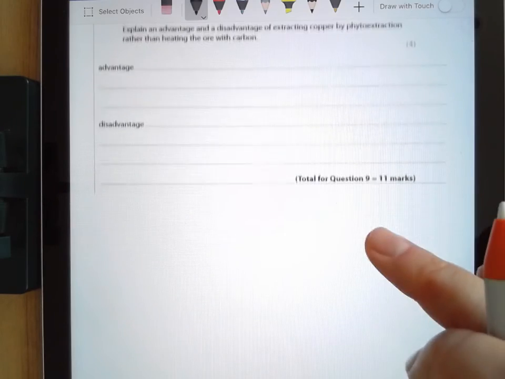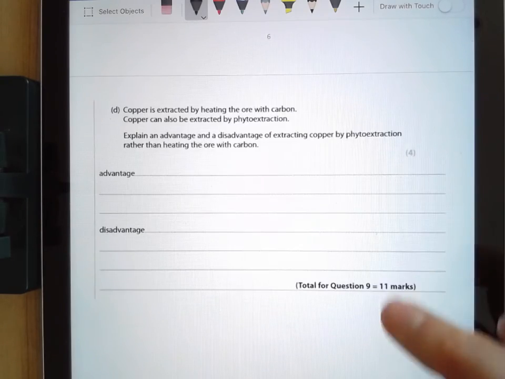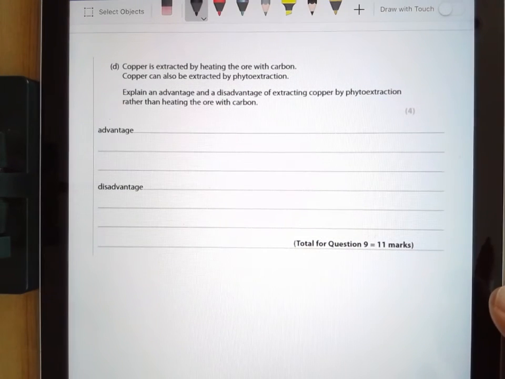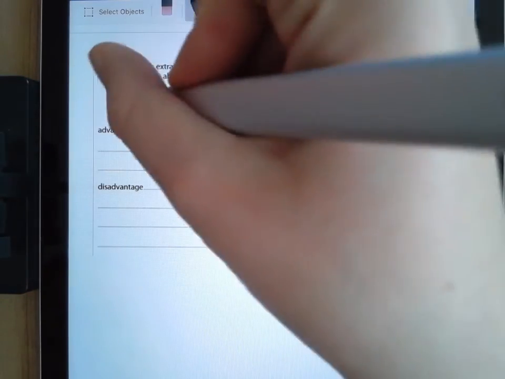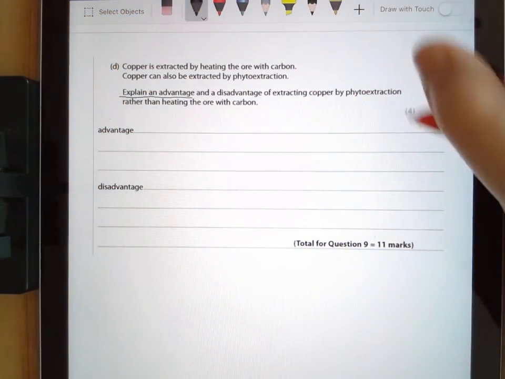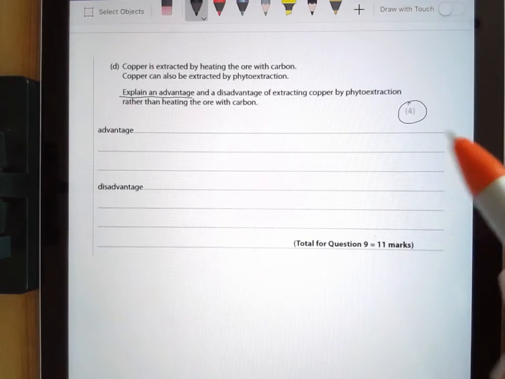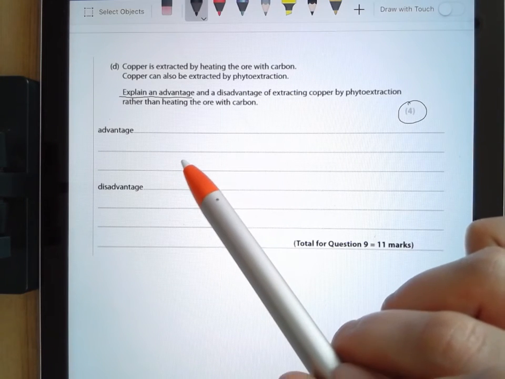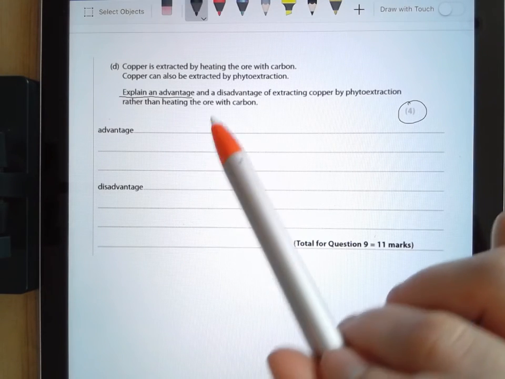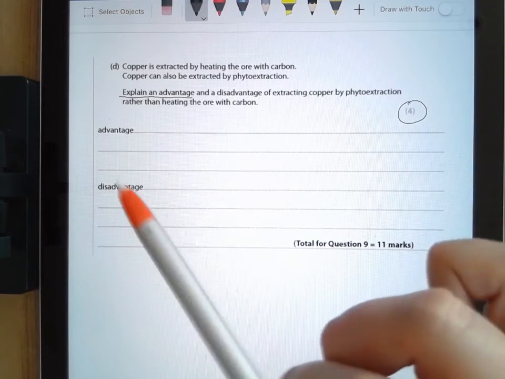And then here, last question. This goes back to the biological methods of extraction. So phytoextraction, that's the one where you use plants. They asked you to explain an advantage and a disadvantage. So it's 4 marks. So you get 1 mark for giving an advantage and explaining it, 1 mark for giving a disadvantage and explaining it. There's no point in giving 2 advantages. You just need 1 and you need to explain it.